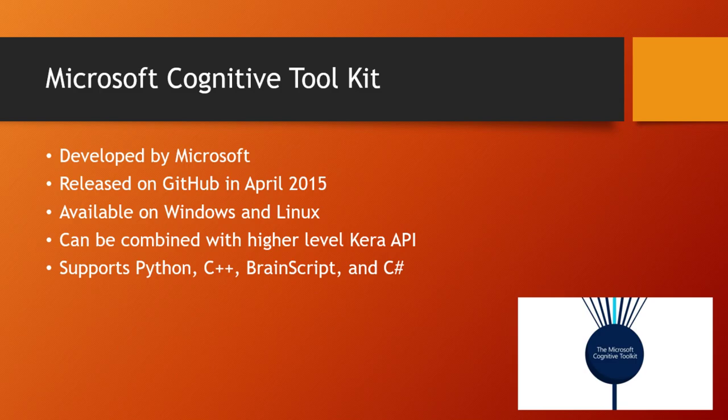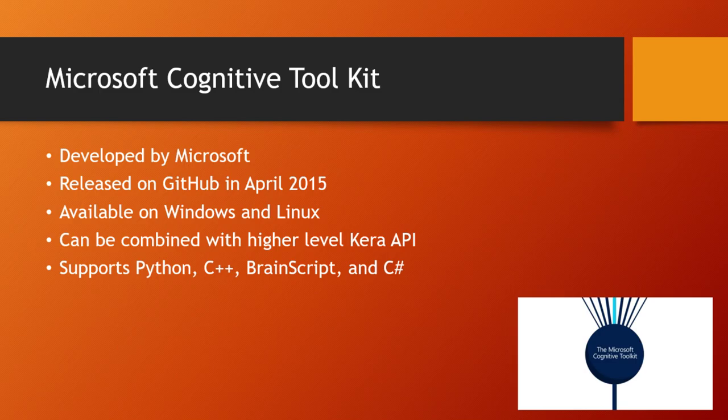Microsoft hopes that the community will take advantage of the Cognitive Toolkit and be able to advance ideas quicker through the sharing of working code. The toolkit is available on Windows and Linux and can be combined with the higher-level Keras API. The toolkit is available in Python, C++, BrainScript, and C#.